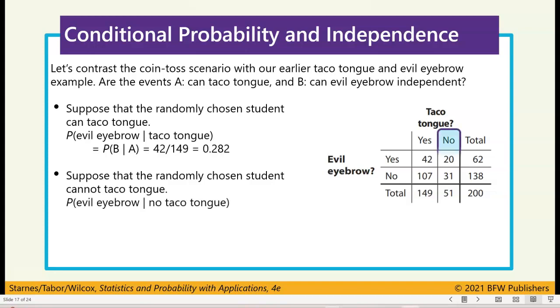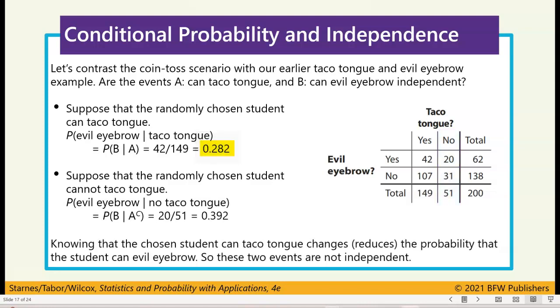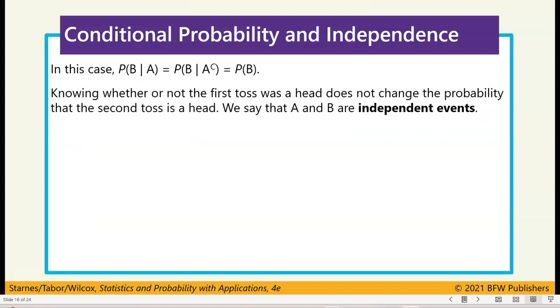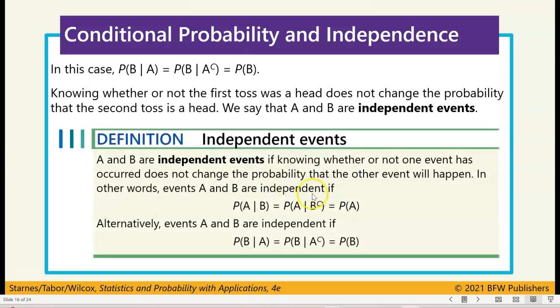If we do that percentage, I mean, we could do it that way too, but 62 out of 200 is not the same as 28%. Those don't match. Also, the probability of no taco tongue, you could look at different ways. But I was looking back at this formula here. The probability of A given that B has occurred is the same as the probability of A.